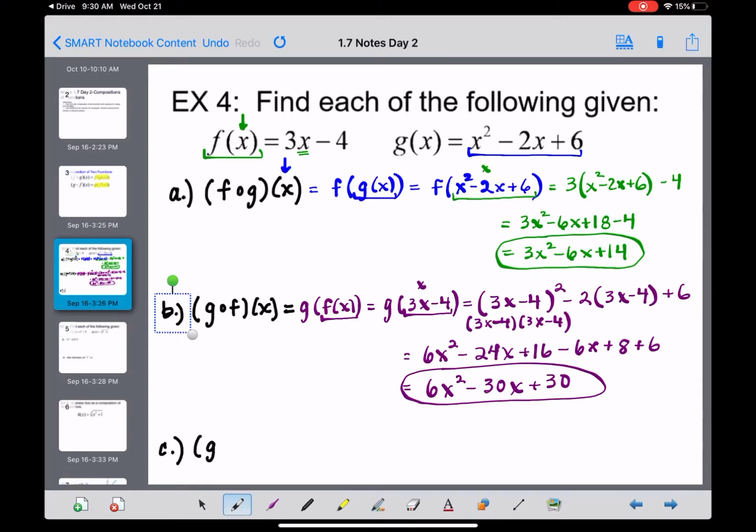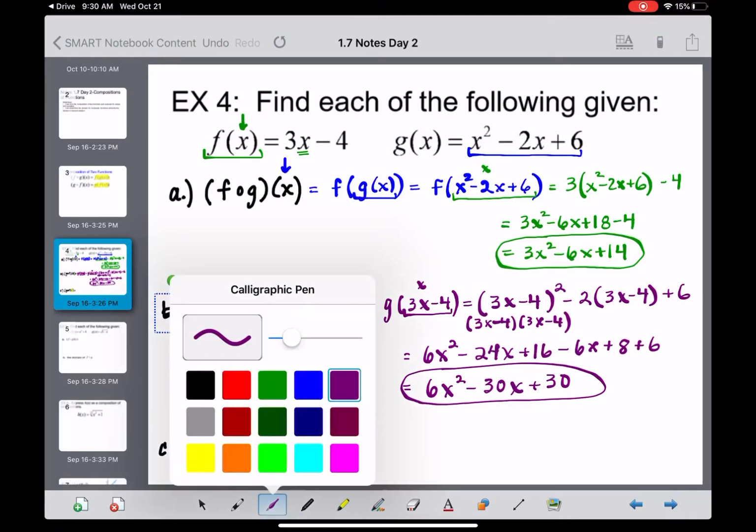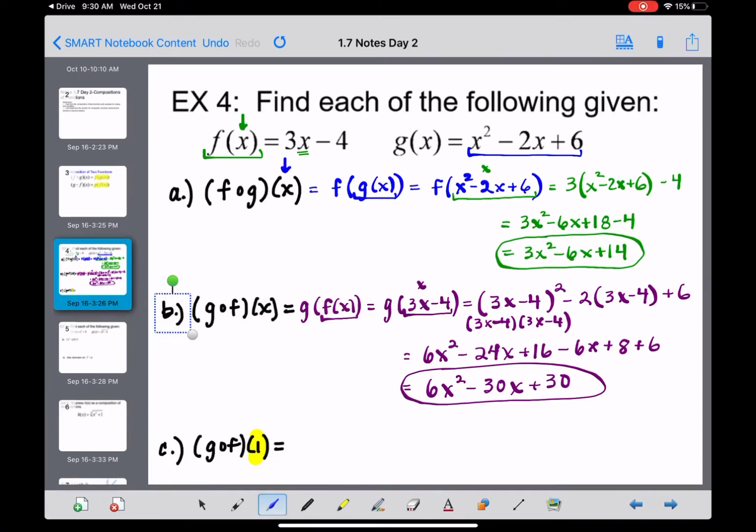So then we're going to do g of f of 1. And so you'll notice here that now we put a 1 after this g of f. So that means that my answer is going to be a numerical answer. It's going to be a number. So again, I'm going to rewrite this. So this is g of f of 1.